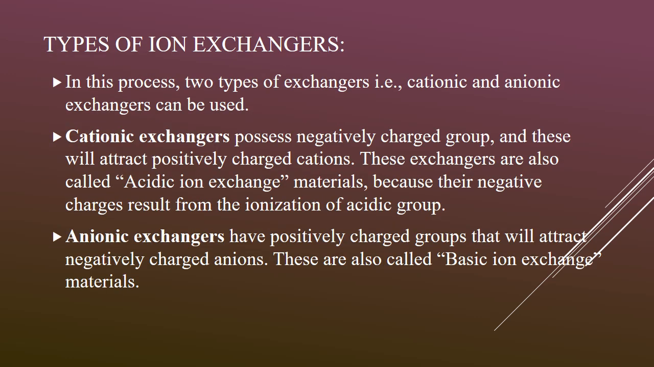So, types of ion exchanges. In this process, we use two types of exchangers. They are cationic and anionic exchangers. Cation exchangers possess negatively charged groups and these will attract positively charged cations. These exchangers are often called acidic ion exchange materials because their negative charge results from the ionization of acidic groups, whereas anionic exchangers have positively charged groups that will attract negatively charged anions. So these are called basic ion exchange materials.